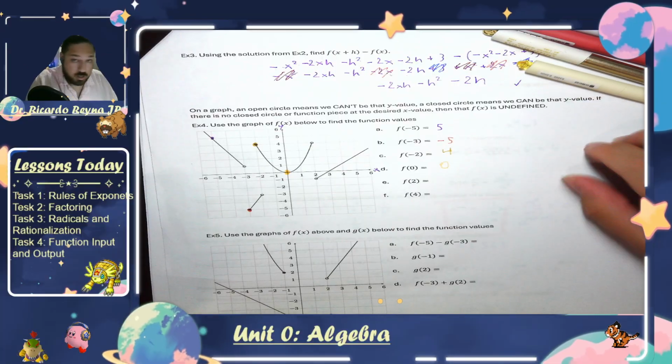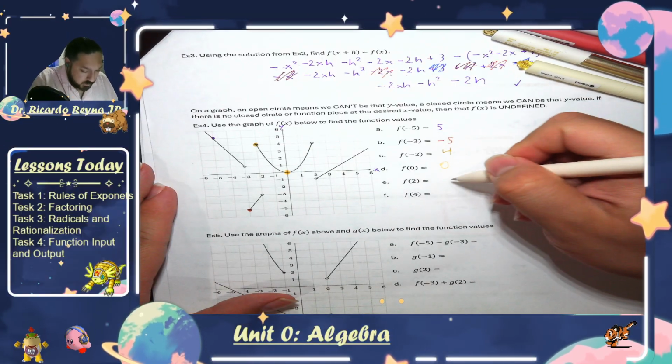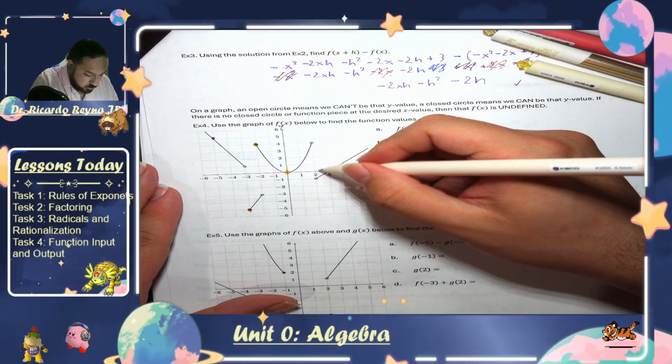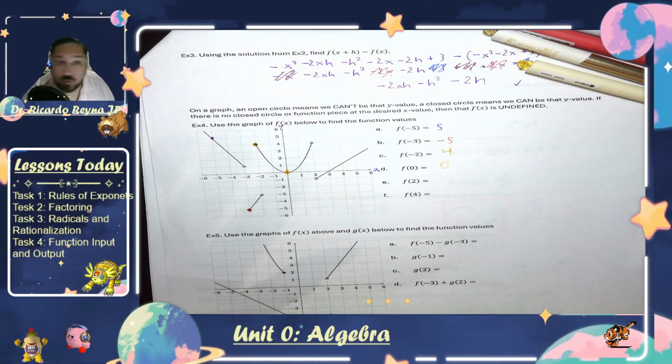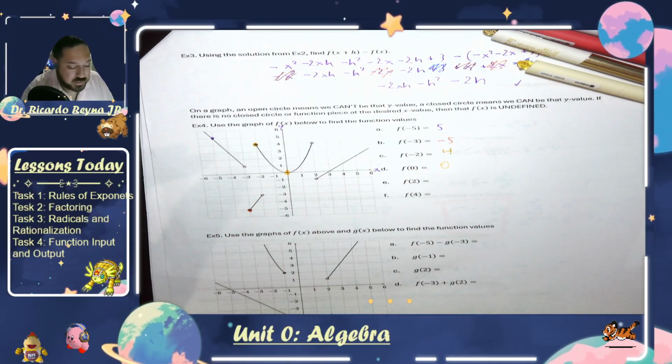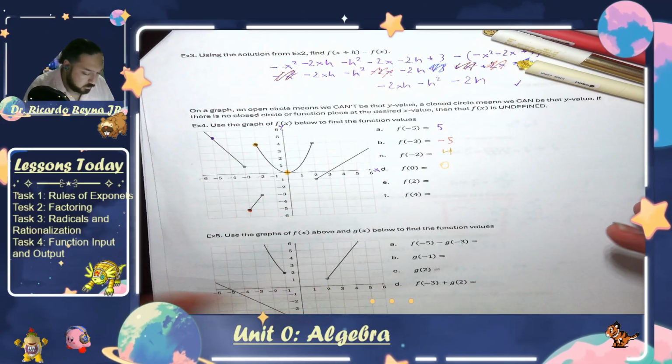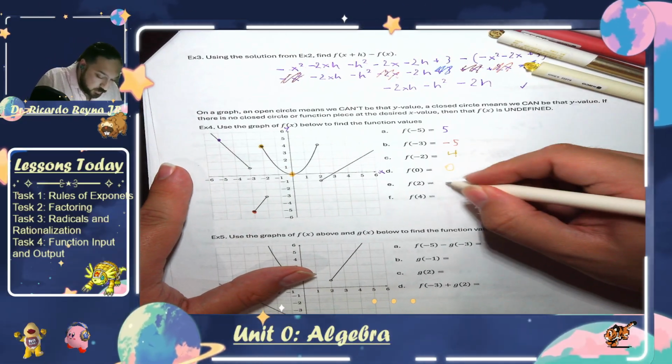Then we have 2. 2 has two instances of open circles. So which one do I pick? Trick question. You don't pick any. At the end of the day, it cannot be where the open circle is. So that means it is undefined.